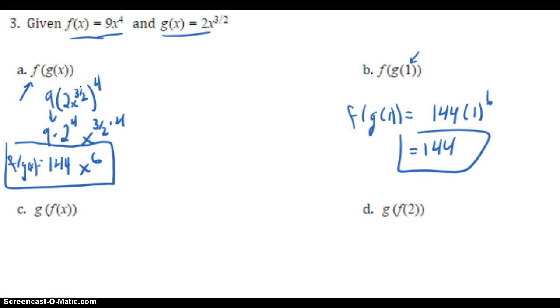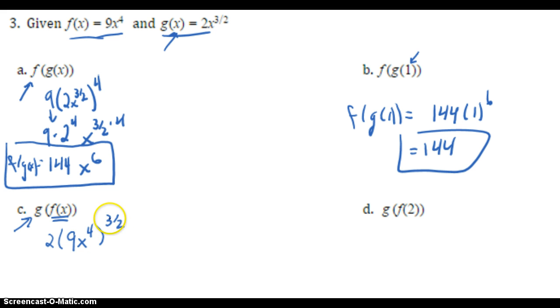Part C gives us the same functions, but we're going to switch the composition. So now the outer function is g. This is what g looks like. Instead of saying 2x to the 3 halves, it's 2 times whatever you're plugging in, to the 3 halves. And what we're plugging in this time is f. So now the 9x to the fourth gets plugged inside.